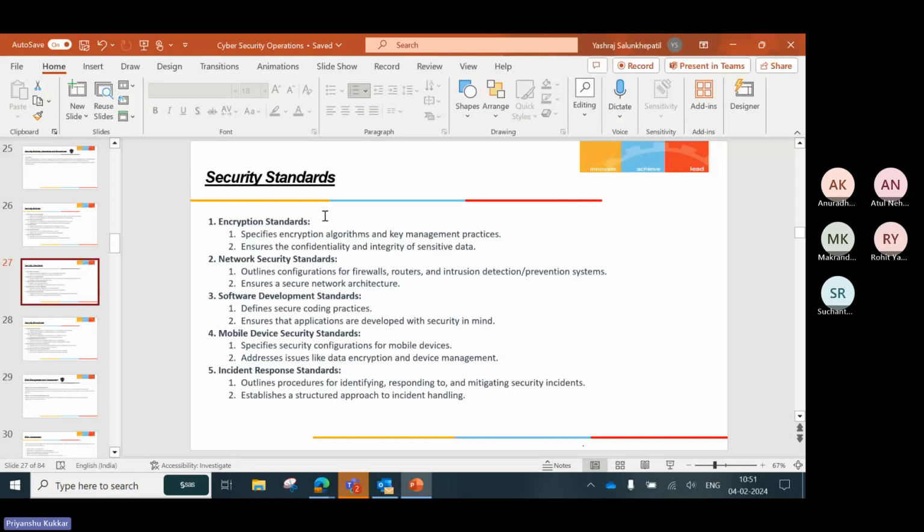So which kind of key management do you want to use? The cloud one, like Microsoft's Key Vault, or on-premises? Whatever you want to use. It ensures the confidentiality and integrity of sensitive data. Network security standards outline configurations of firewalls, routers, and intrusion detection and prevention systems. Pretty straightforward. It ensures a secure network architecture. So once you set up your firewalls and routers, what it does is ensure your network architecture.